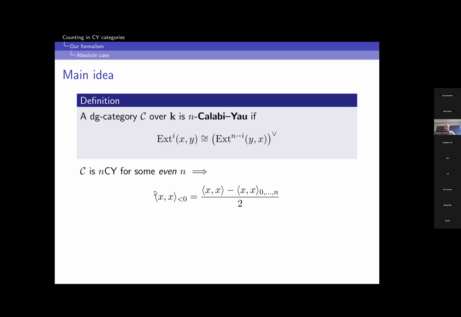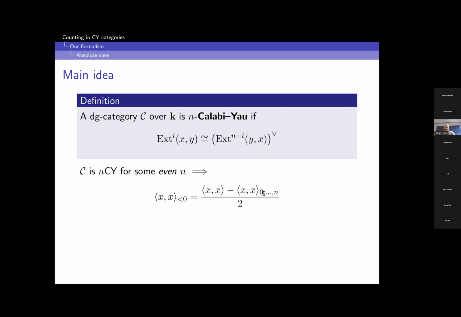Then you can rewrite this sum over negative Ext groups. The Calabi-Yau condition means roughly that all these negative Ext groups are dual to the positive Ext groups up to some shift. So the alternating sum of dimensions over the negative Ext groups you can rewrite as the sum over all degrees, which is this Euler pairing, minus the alternating sum only over the degrees between 0 and n, and then divide by some factor of 2. This is possible for even n.